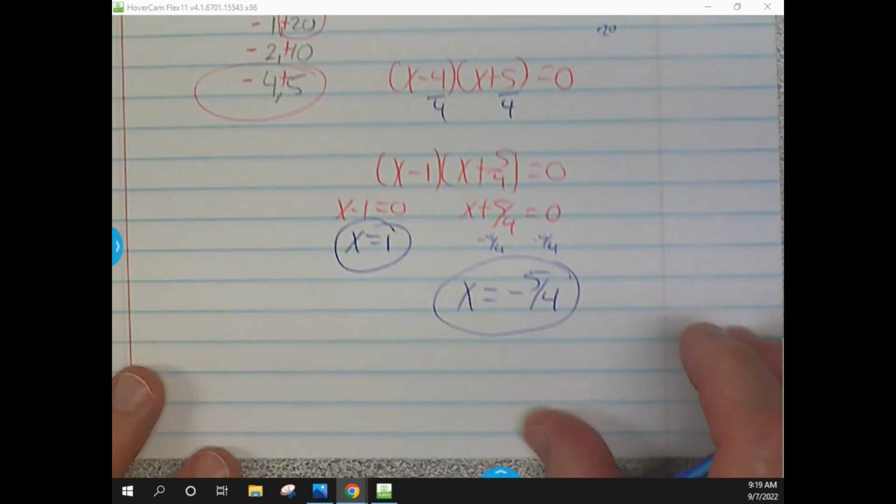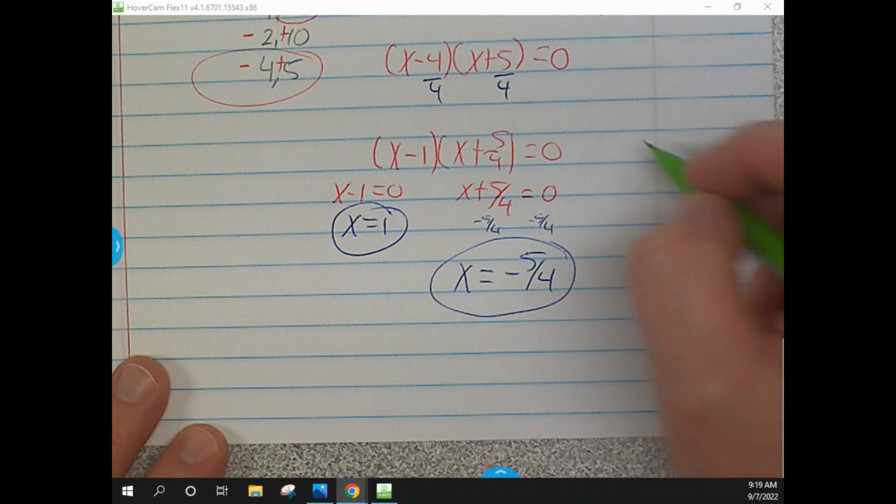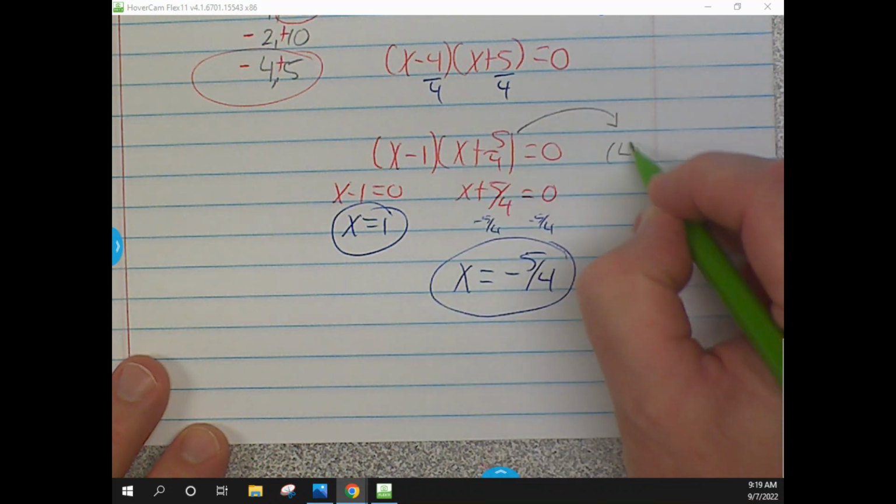And you may be saying, well, why didn't we do bottoms up? Well, because if we had done bottoms up here, just to give you a what if, if we took the 4, put it in front of the x, made it 4x plus 5.